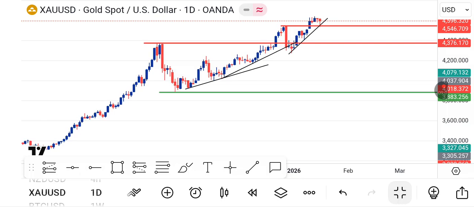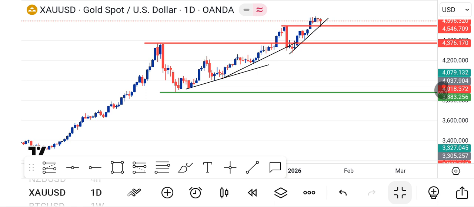Yes, this is how I did my analysis. When you go to my YouTube channel, you see where I did a detailed analysis on gold. I'm viewing this now at daily time frame. So this is how it looks at daily time frame. So when you watch my YouTube channel, you understand what I'm saying.